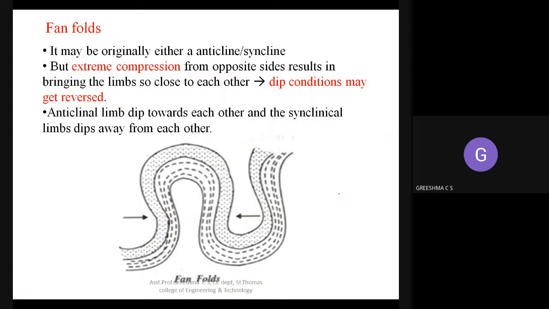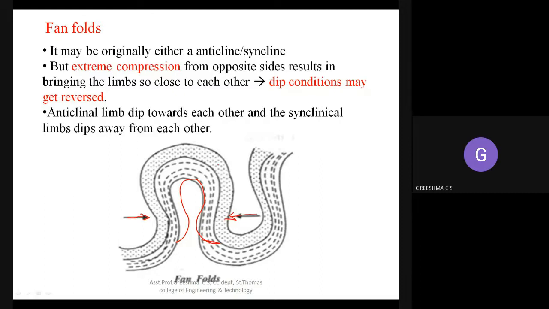Next one is fan fold. It may be originally either an anticline or syncline, but extreme compression from the opposite side brings the limbs so close to each other that the dip condition may get reversed. The anticlinal limb dips towards each other and the synclinal limb dips away from each other. What is happening here is due to the excessive compressive force that is applied. If an excess of compressive force is applied, what will happen? A shape like this will be formed. So this is known as fan fold.